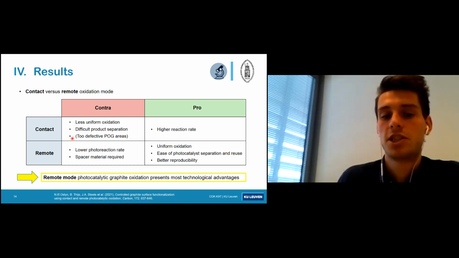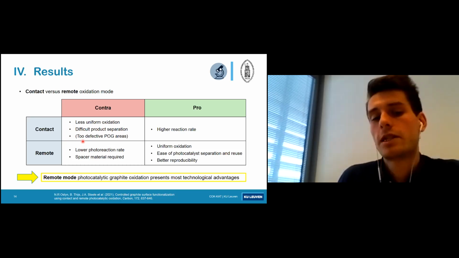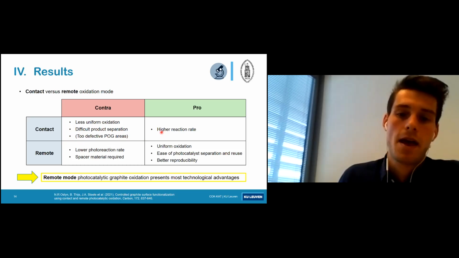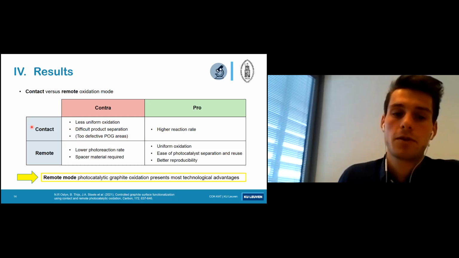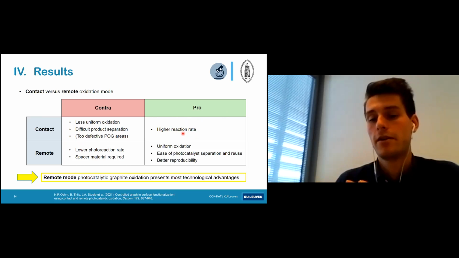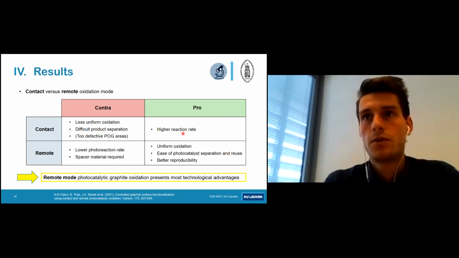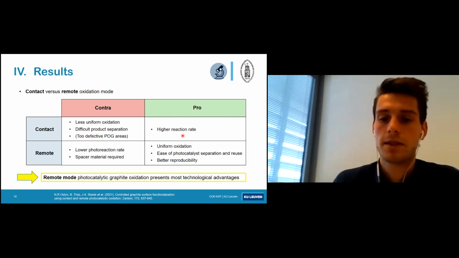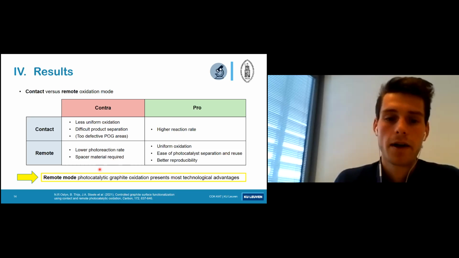So with HOPG, you mostly don't have those defective areas. The advantage of contact oxidation is the higher reaction rate. You don't have an interlayer spacing through which the reagents have to travel, so there is immediate contact, and the accessibility and the activity are a bit higher.